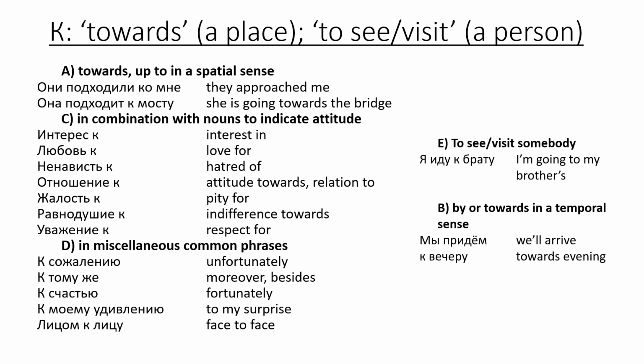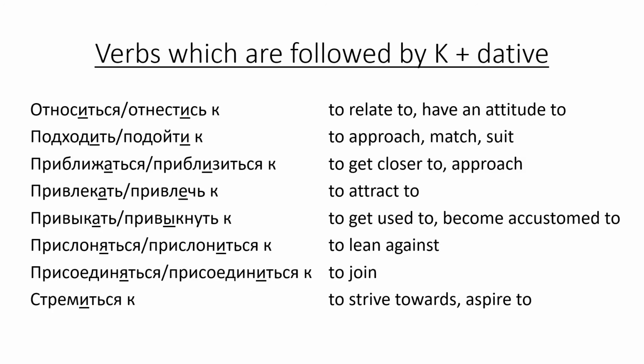So here we have я иду к брату, I'm going to my brother's house or my brother's. And finally, к can also be used to express towards in a temporal sense. So for example, мы придем к вечеру, we'll arrive towards the evening. There are certain verbs which are almost always followed by the preposition к and the dative case. Here is a list of the most common ones.